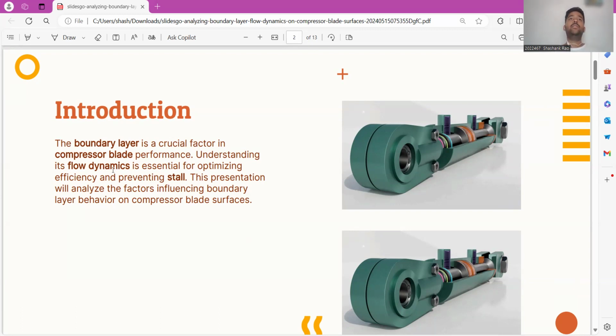The compressor blades rotate about the axis of the shaft or turbine. In turn, there is an airflow which might cause a boundary layer, and understanding the flow dynamics through the compressor blades is essential for optimizing the efficiency and preventing the stall. In this presentation, let's analyze the factors influencing the boundary layer behavior on compressor blade surfaces.